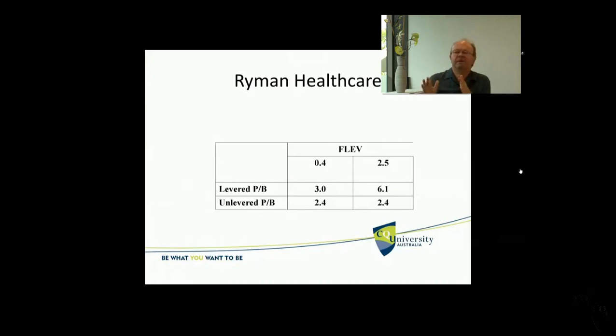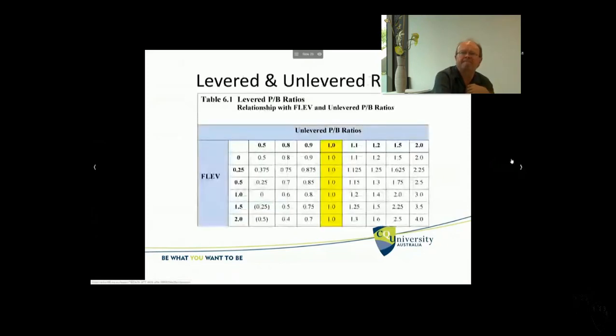And if a company is being assessed by the market and other investors on the basis of levered ratios, it can affect them by adjusting its leverage. In fact, you can double your levered price to book ratio, in this case, by gearing up the company a lot. But you see how the unlevered price to book stays the same, 2.4.